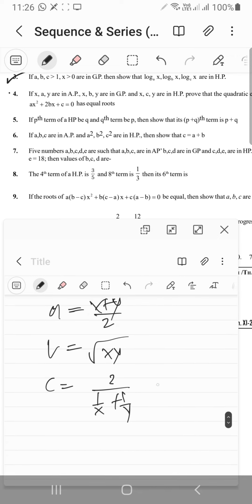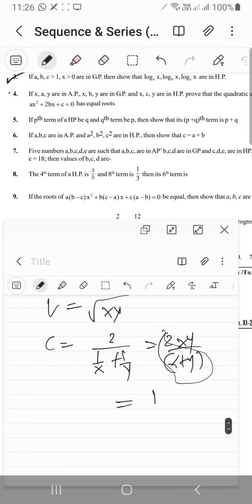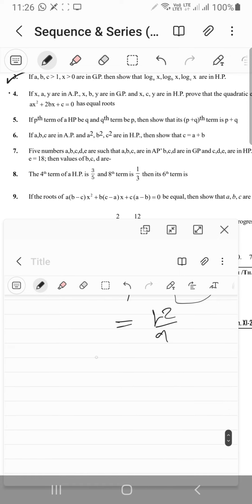Okay, and this can be done as 2 times of x plus y. Oh no, this is not correct. It can be done as 2 times of xy upon x plus y. But x plus y upon 2, that's just A, and xy is B squared, so it's like B squared upon A. So you just got B squared equal to AC, like that.